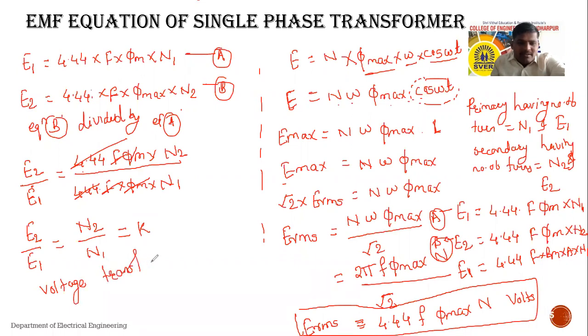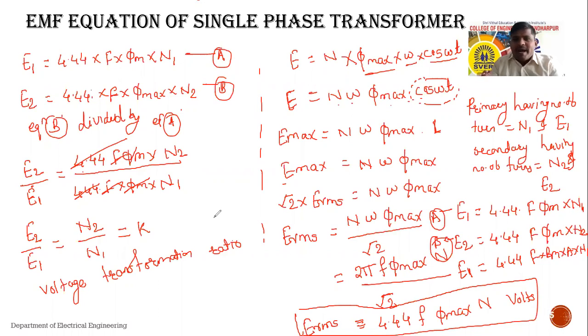K is called the voltage transformation ratio, right? Voltage transformation ratio equals K. All of you keep in mind that it is secondary EMF divided by primary EMF, which equals secondary number of turns divided by primary number of turns. I am expanding this ratio for the ideal transformer.